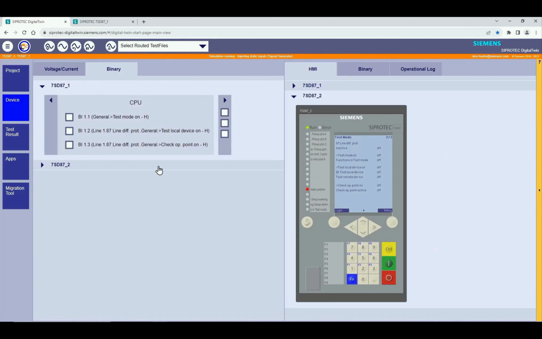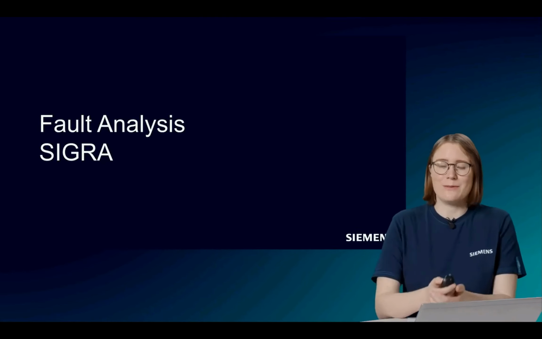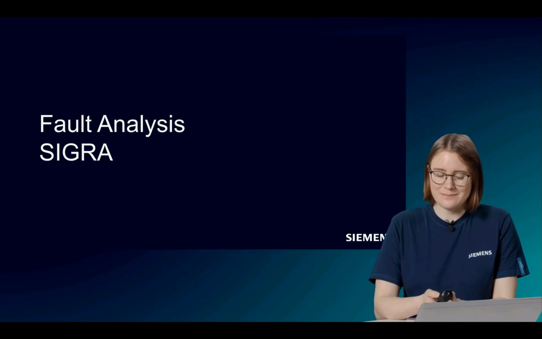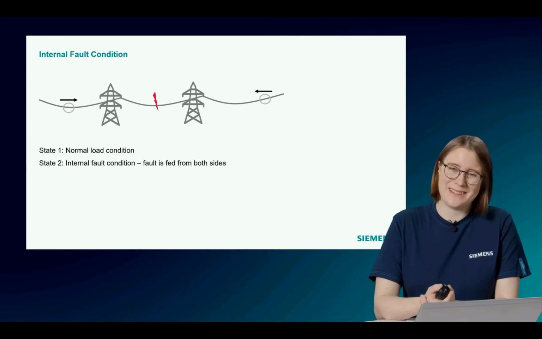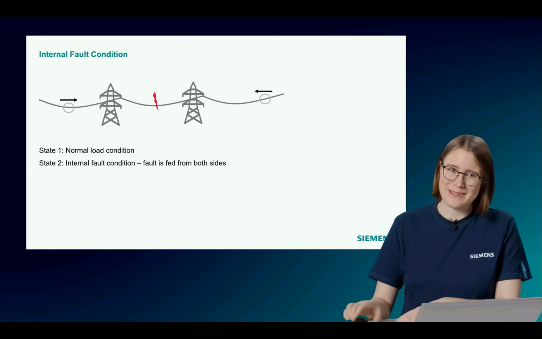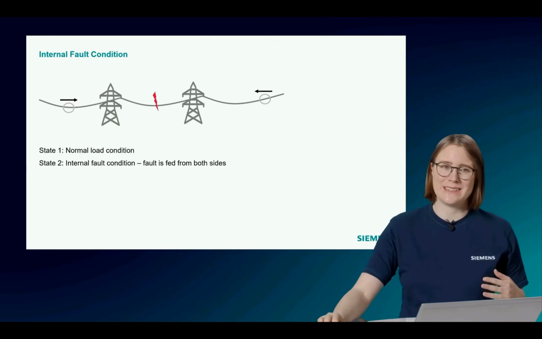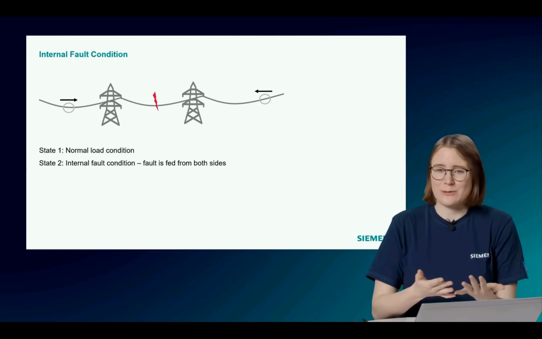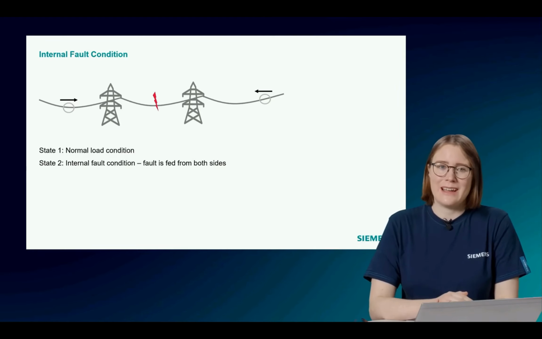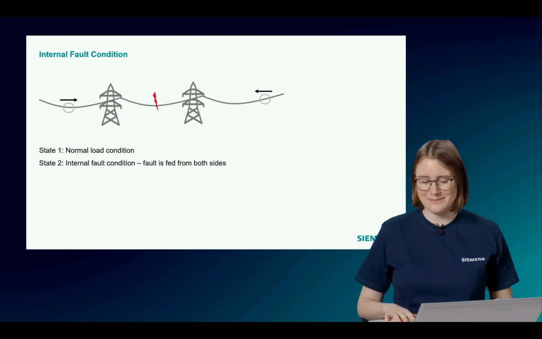Now, this was all what I want to demonstrate you in the digital twin. Now we come to the last part of the session, to our fault analysis in SIGRA. Here, one last step in the digital twin. Here I want to simulate an internal fault fed from both sides. That means here the current is flowing from both sides towards the fault, which would be clearly an internal fault. And then we will download both records and have a look at them in SIGRA.